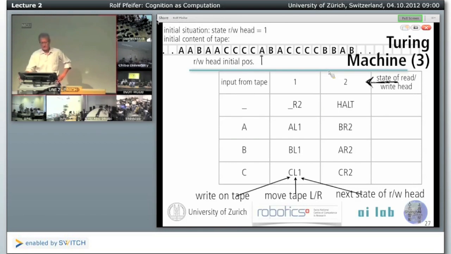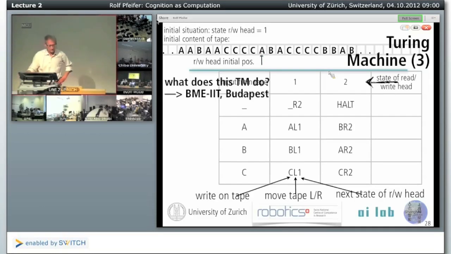So I have here an example. We have the read-write head in state one. The initial position of the read-write head is here, over the A. And this is the content of the tape. Now you have this rule table that describes the actions of the Turing machine. And there is a special character halt. That's when the computation is finished. The machine stops.